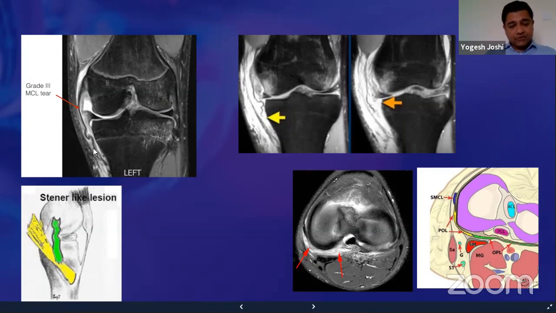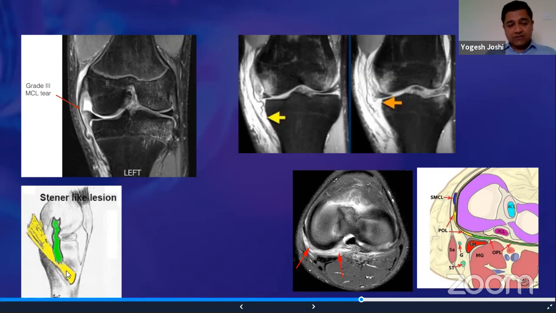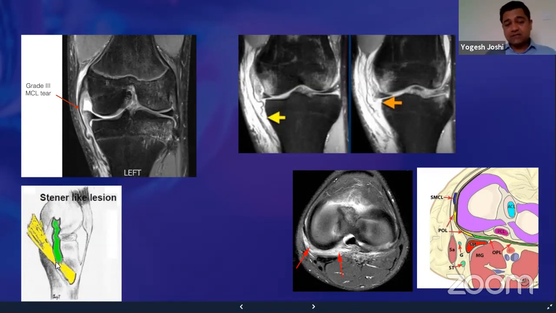And when this happens, there is a risk that the MCL can flip and go over the top of the pes anserinus tendons. And if this happens, it's called a Stener lesion of the knee. And this is not going to heal. So these kinds of lesions will need some kind of repair or reconstruction for better function of the patient.